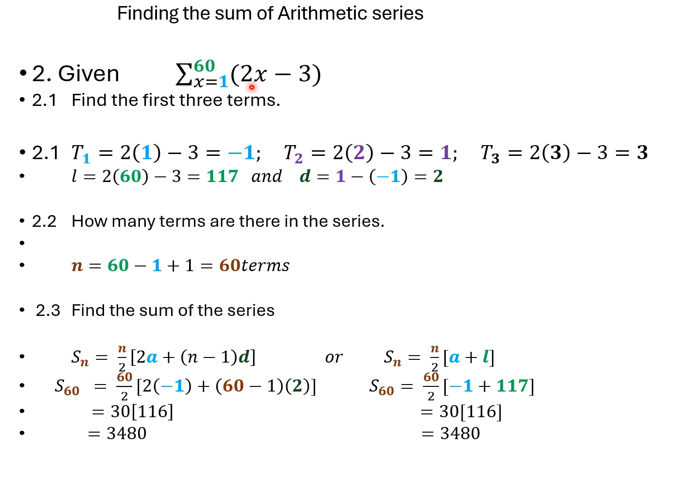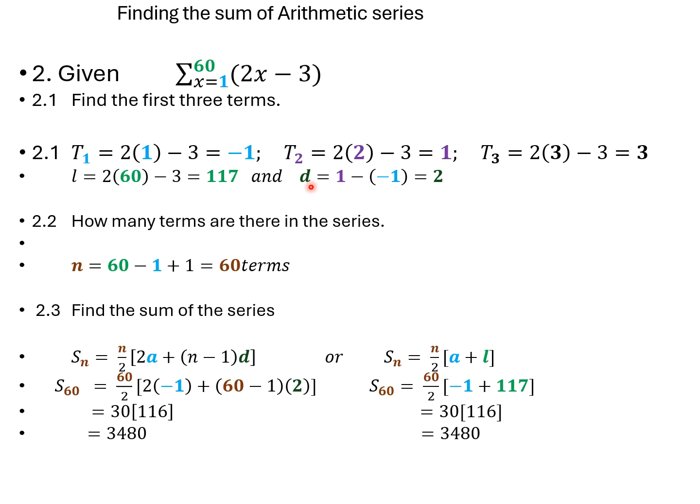So I'm going to start by substituting 1. 2 times 1, minus 3. So minus 3 plus 2 gives me minus 1. Then x becomes 2, so 2 times 2 gives me 4. 4 minus 3 gives me 1. Then after that, x becomes 3. 2 times 3 would give me 6. 6 minus 3 then gives me 3. So my first terms are minus 1, plus 1, plus 3. Minus 1 plus 2 gives me 1. 1 plus 2 gives me 3.